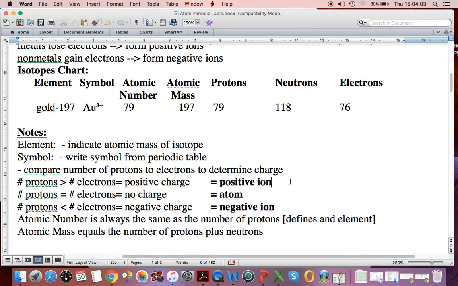You should know the difference between an atom and an ion. An atom will have the same number of protons and electrons, whereas a positive ion will have more protons than electrons, and a negative ion will have more electrons than protons. The reason for that has nothing to do with the protons, it has to do with the electrons. If you're making an ion, you are gaining or losing electrons. You cannot readily gain or lose protons.